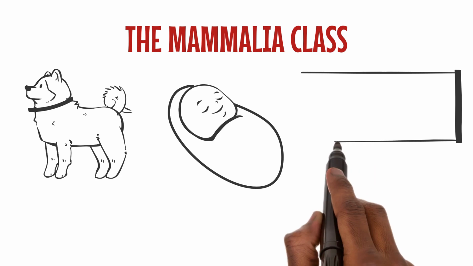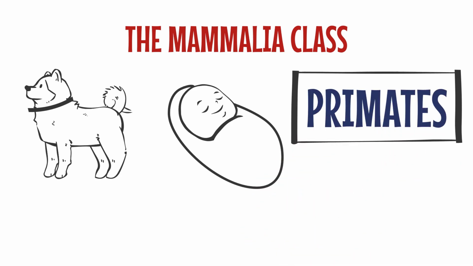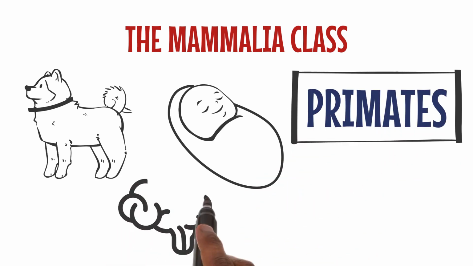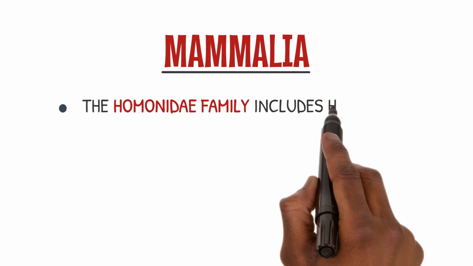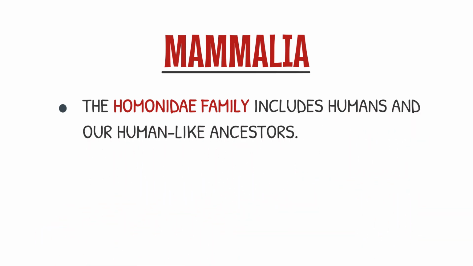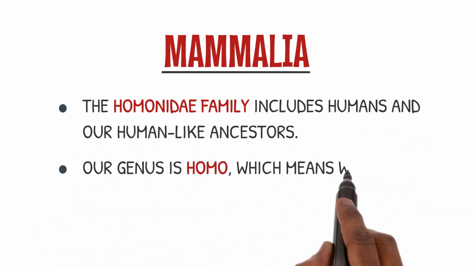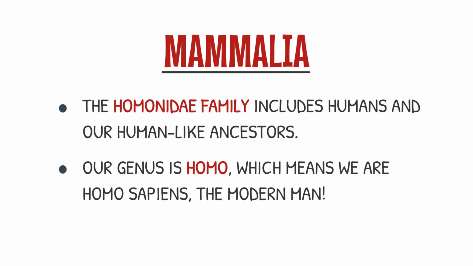And within the Mammalia class, we find the order called primates, which includes creatures with larger brains and binocular vision. The Hominidae family includes humans and our human-like ancestors. Our genus is Homo, which means we are Homo sapiens, the modern man.